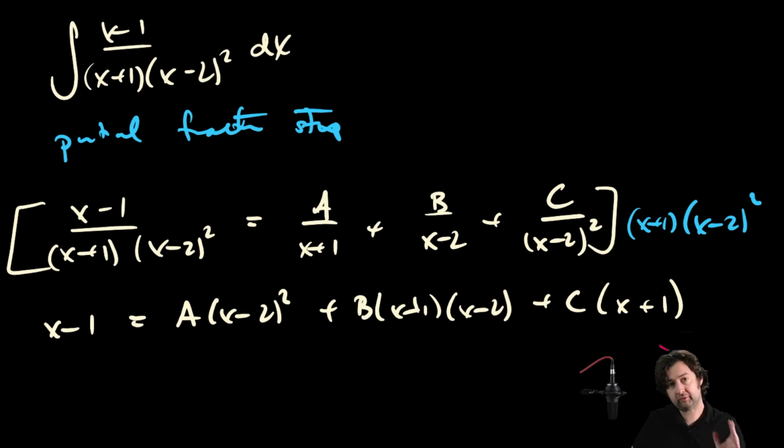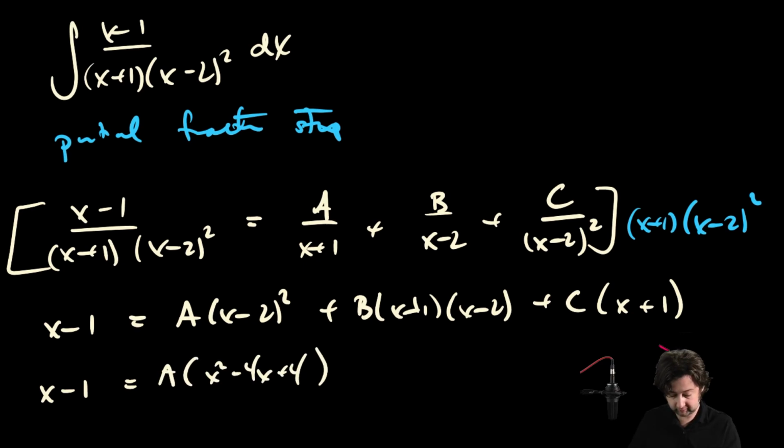Now, in order to find a system of equations that goes with this, I'm going to have to multiply all this out and collect like terms. Remember, I'm only working on the right-hand side. The left-hand side is going to get left alone because that's the basis for my comparison. So how many x squareds do I have floating around? Well, let's see. This is a times x squared minus 4x plus 4, plus b times x squared minus x minus 2, plus c times x plus 1.